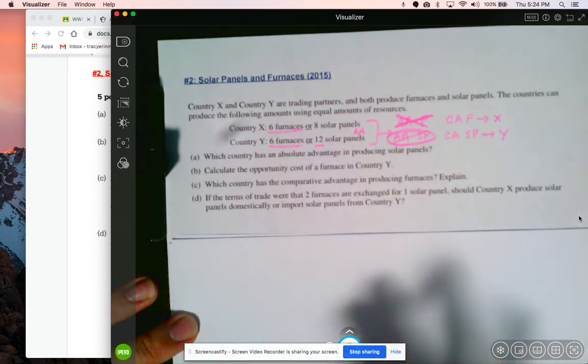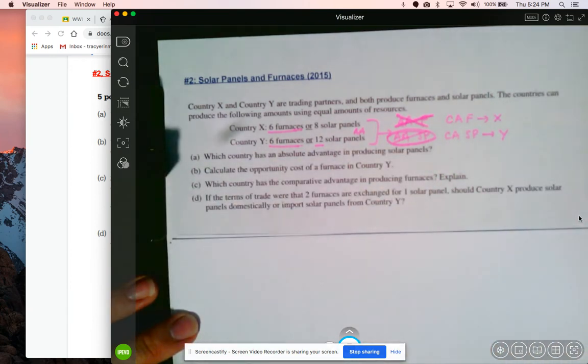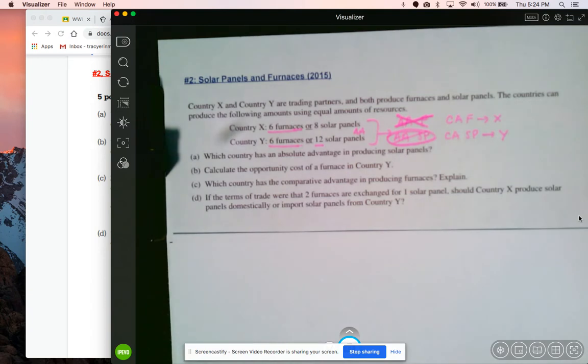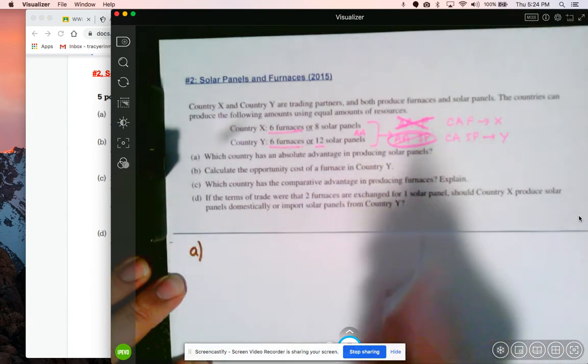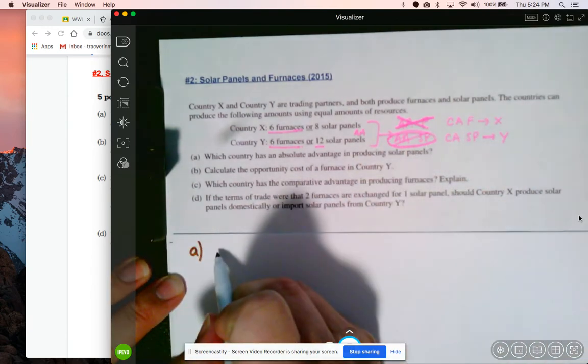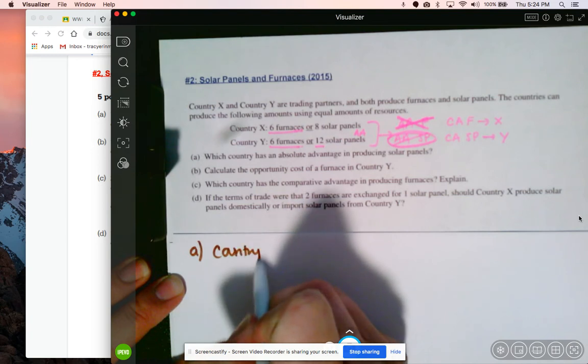So now I'm going to get into the question. And like I said, I want you to look at the data before you even get into what they're asking you, because a lot of times you can just figure it out and anticipate the questions. Okay, so part A. Who has an absolute advantage in producing solar panels? Well, boom, we already figured that out, that was country Y.